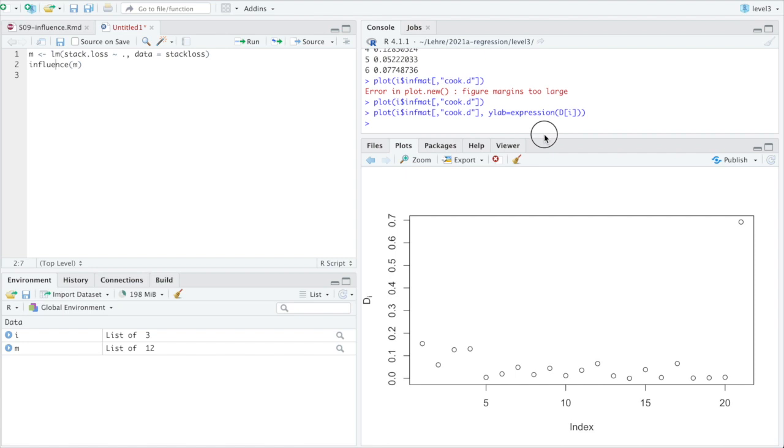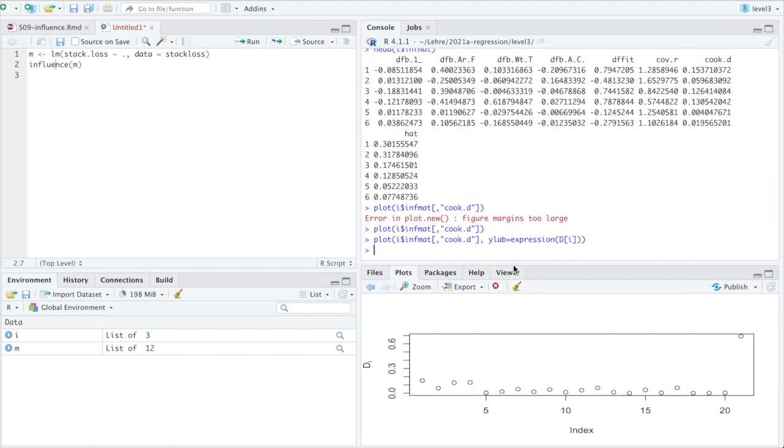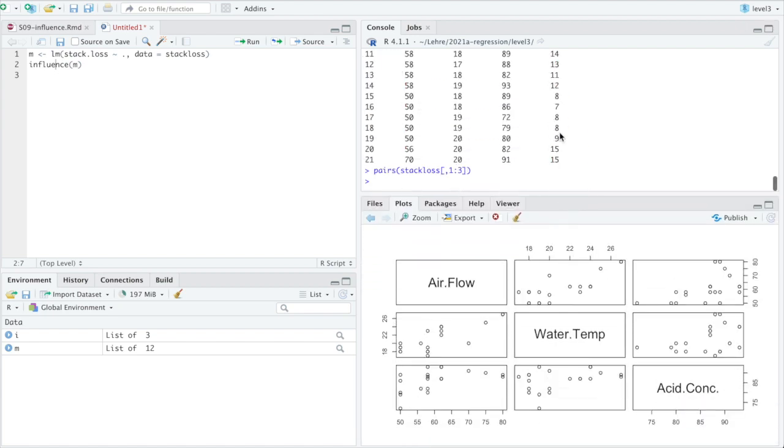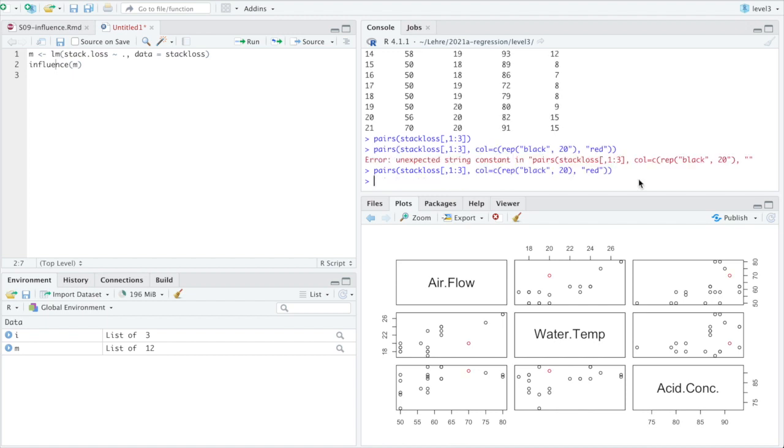I wonder if we just look at the data, maybe we can spot what's going on. So from these numbers, it's not entirely clear to me. Let me see, maybe if we do pairs, stack.loss, and let's leave out the response. So we just do these 3 columns. Then we cannot see which one is the last one, so we introduce some color. And now we can just make it out, it's here and here and here and here and here and here. So I would not call that an outlier. It seems to be kind of in the middle of the field. So maybe it's a problem with the response.